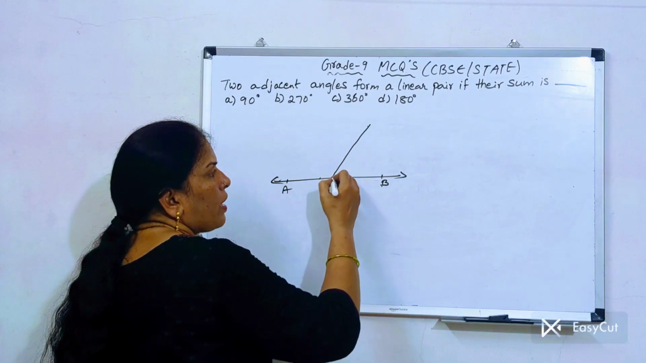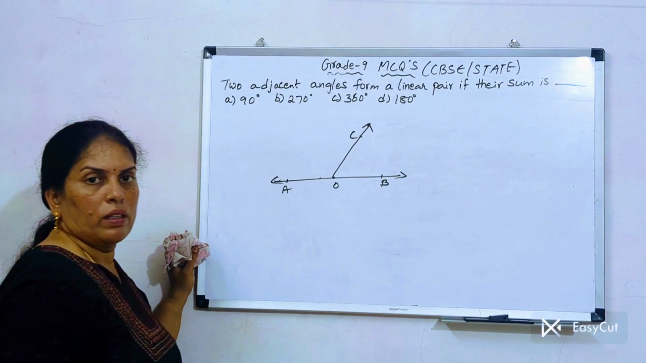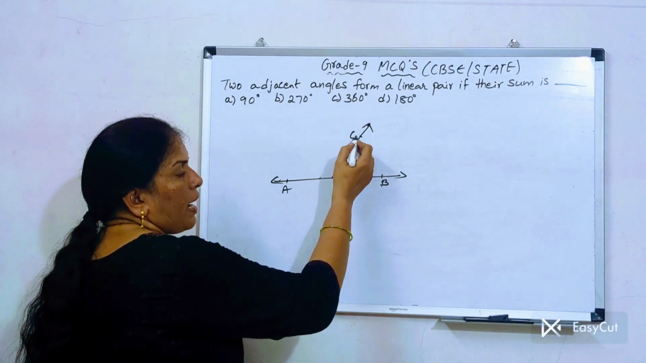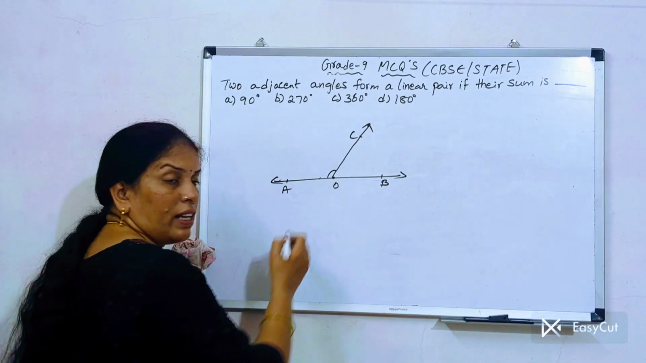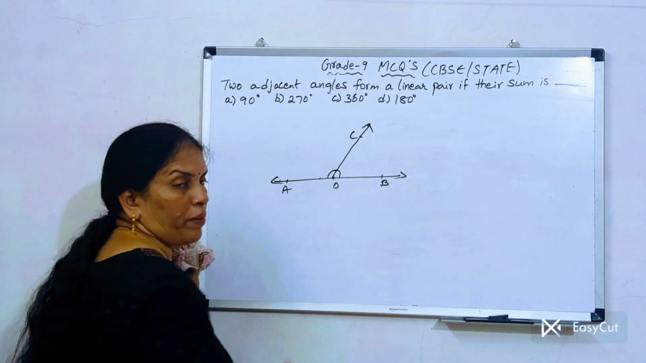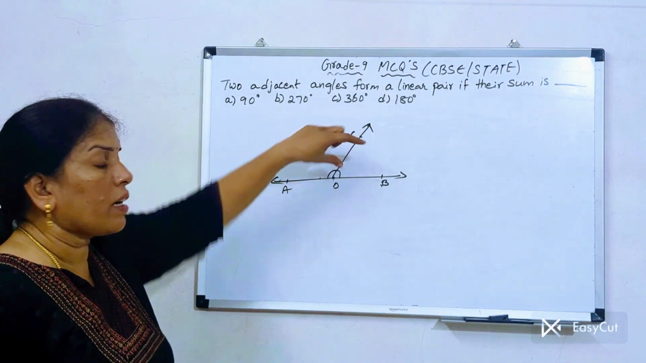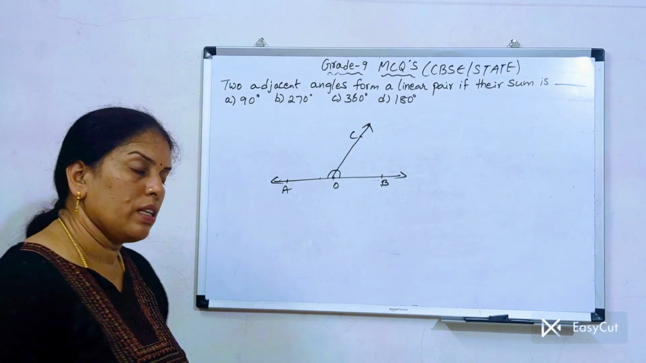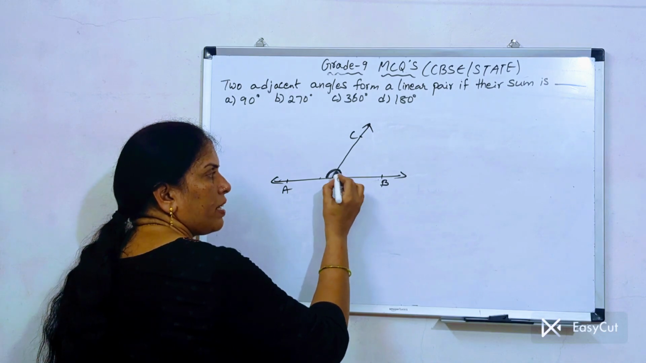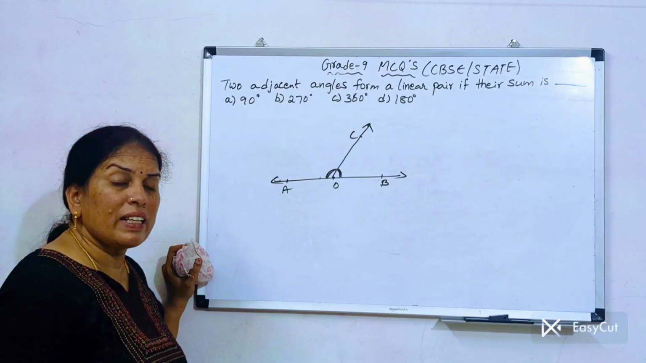Here, one more line is there. This is marked as C. How many angles are forming here? Angle AOC, one angle is forming. Angle COB, another angle is forming. The sum of these two angles is equal to 180 degrees. If we add these two angles, it will be equal to 180 degrees. Why? Because see here, a straight line is forming. But we will call them a linear pair.